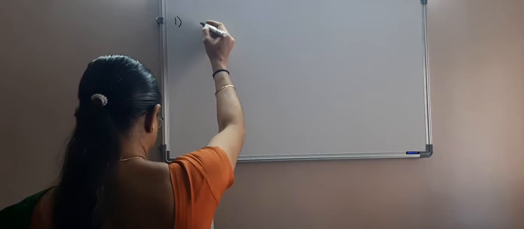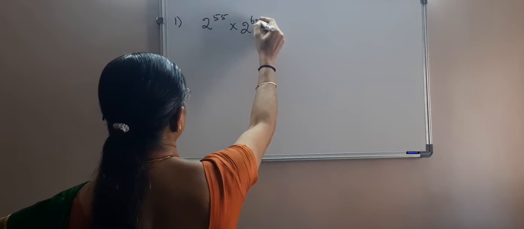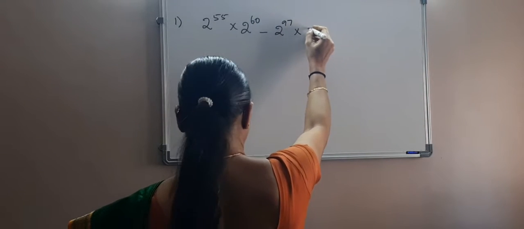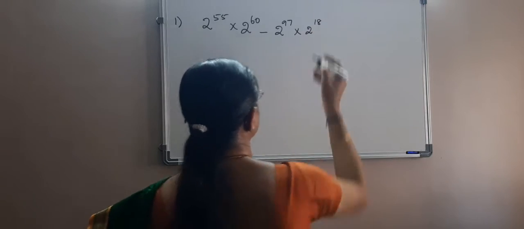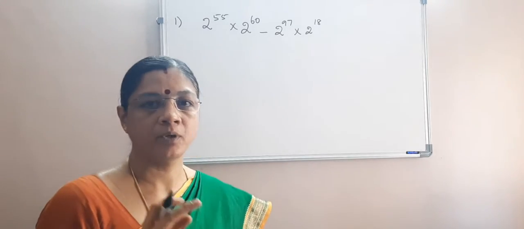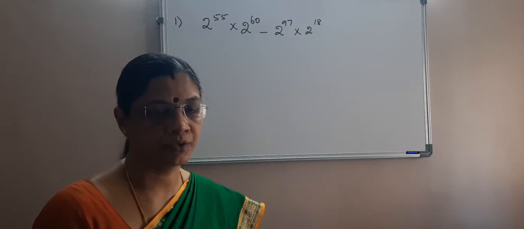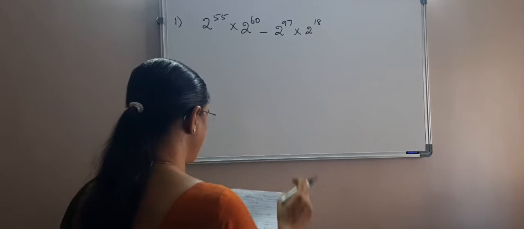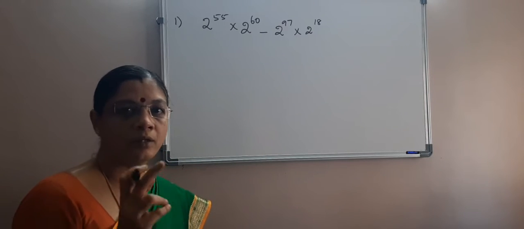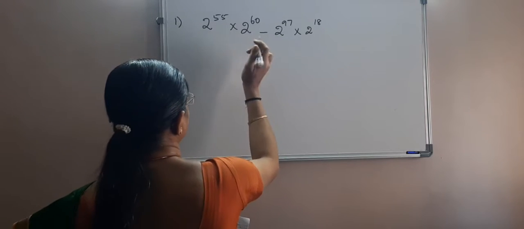The first one is 2 power 55 into 2 power 60 minus 2 power 97 into 2 to the power 80. These are integral exponents, because we have seen both integral exponents and rational exponents too. So first we'll start with integral exponents. This is according to the product rule. We need to apply the law of exponents to the numbers which have exponents.